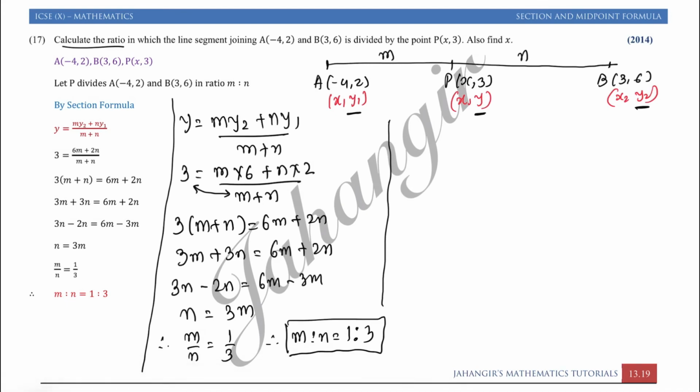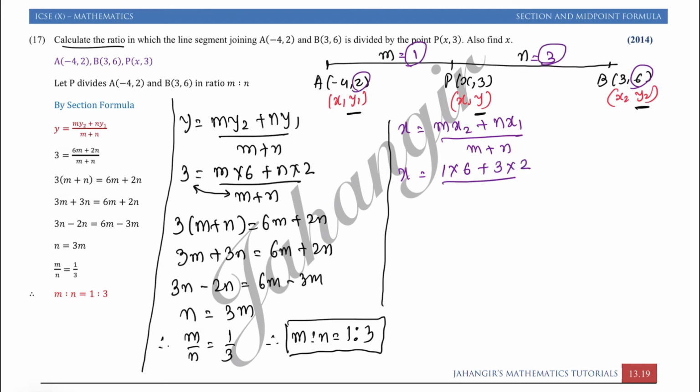Now we have to find the value of x. So again we will take section formula for x. X is equal to mx2 plus nx1 upon m plus n. So x's value is x. Now we got m's value, that is 1, and n's value 3. We will put that 1 into 6 plus 3 into 2 upon m plus n, that is 1 plus 3. So 6 plus 6, 12. We are finding x, sorry, we had multiplied with y.